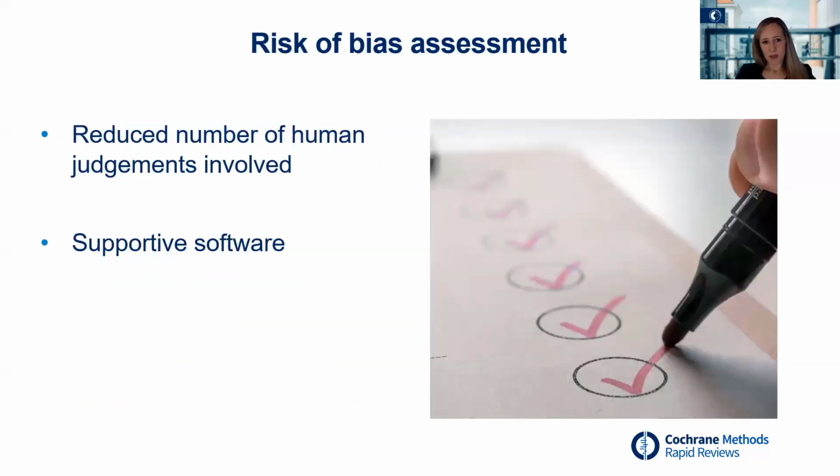So the next step in the review process is the risk of bias assessment. Again, here you can reduce the number of human judgments involved, and you can use supportive software.